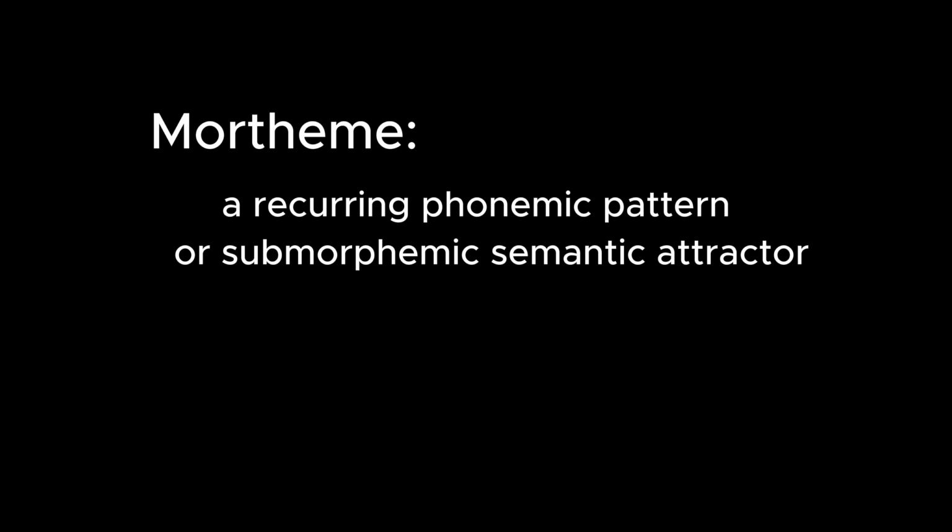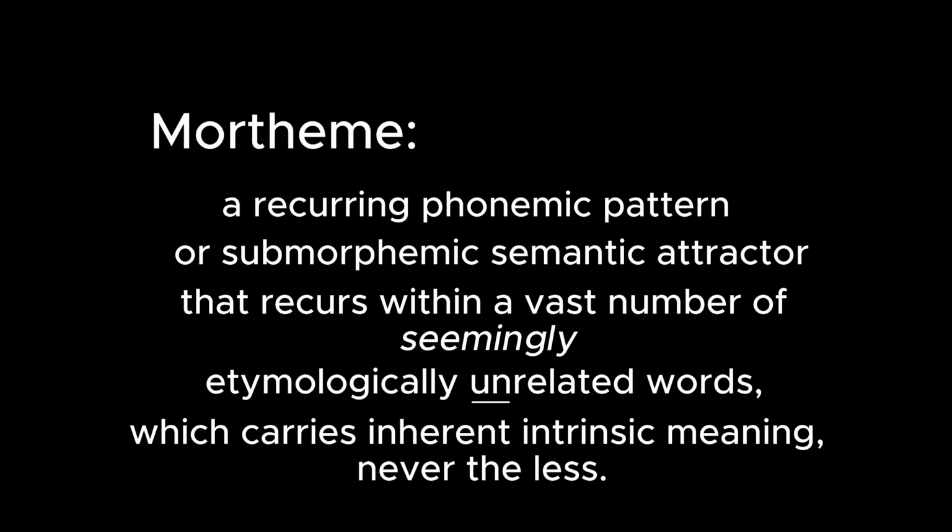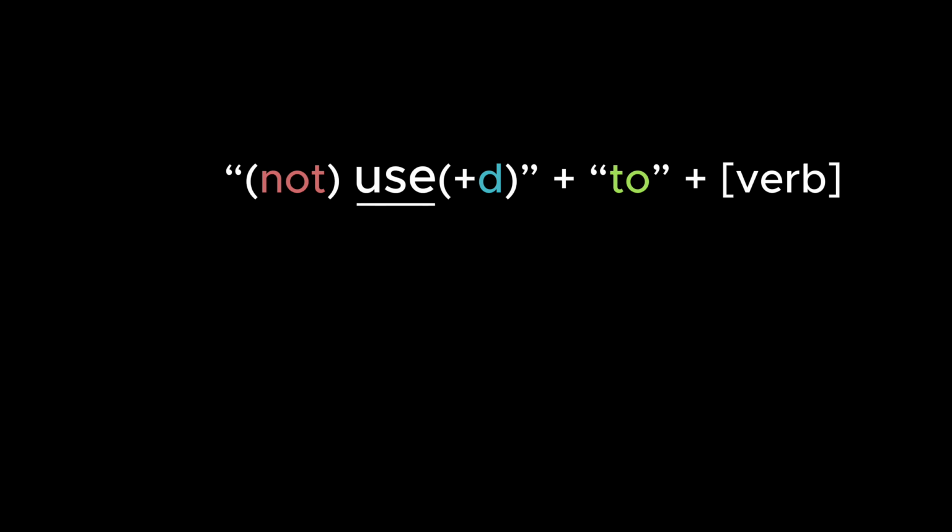So I define a morpheme as a recurring phonemic pattern or submorphemic semantic attractor that recurs within a vast number of seemingly etymologically unrelated words, which carries inherent intrinsic meaning nevertheless. And today I'll begin by illustrating this with a common formulation which you see here, which only conventionally refers to a past context and one that is generally no longer true. Then further on I shall illustrate what I consider to be a morpheme.